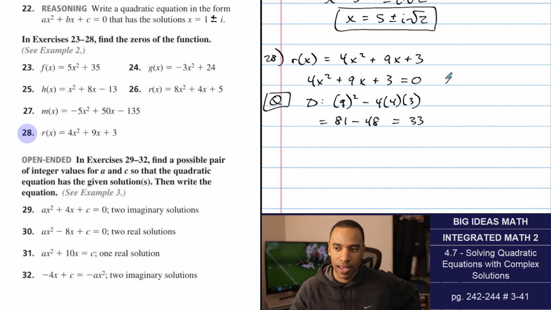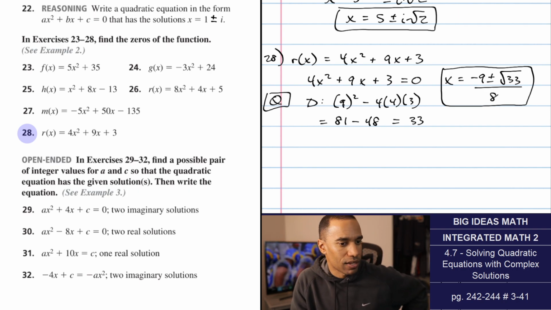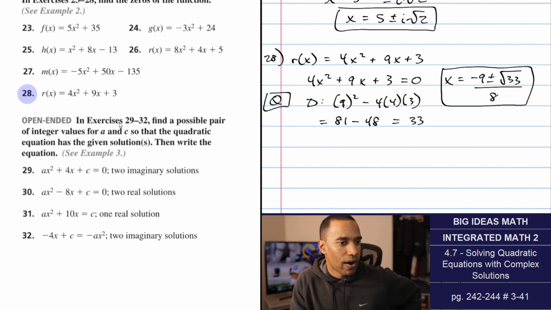So I'm going to go straight for our answer here. X equals negative b, so negative 9 plus or minus root 33 all over 2a, all over 8. So can't simplify more. That's all we're going to have. Okay, there's that set.